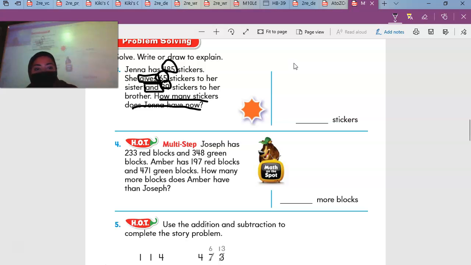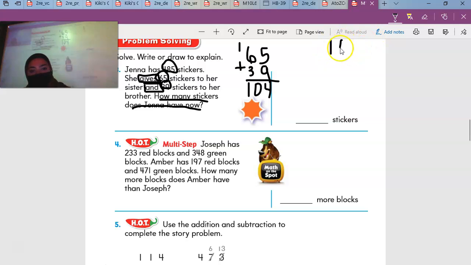Not subtract them. We're going to add those because that's how much she gave away. And there's and here in between those two numbers. So we're going to add 65 plus 39 because we want to see how many she gave away altogether. We know she gave these two numbers away, but we want to know how many she gave away altogether so we can subtract this number by how many stickers she had. Now, 5 plus 9 is 14. And 6 plus 1 is 7. And 7 plus 3 is 10. So she gave away 104 stickers.